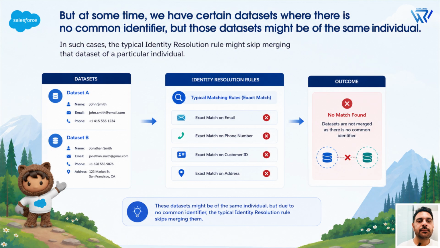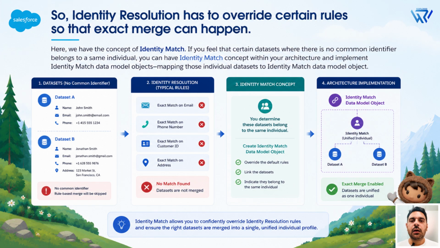individual profiles. But at some time, we have certain data sets where there is no common identifier, but those data sets might be of the same individual. In such cases, the typical identity resolution rule might skip merging that data set of a particular individual. So identity resolution has to override certain rules so that the exact merge can happen.